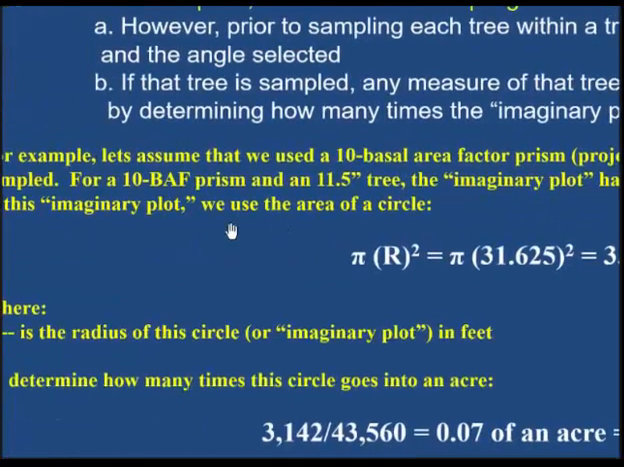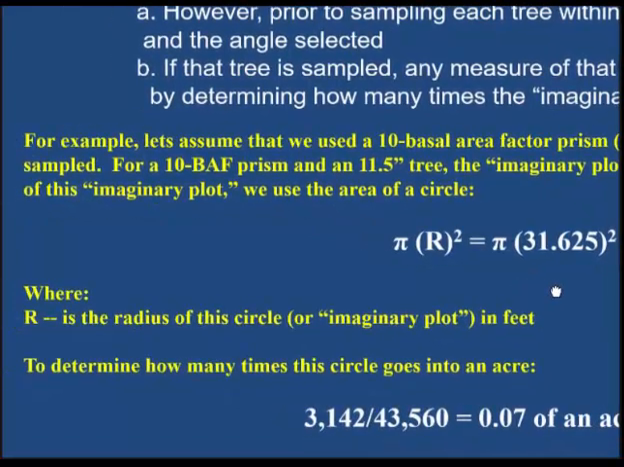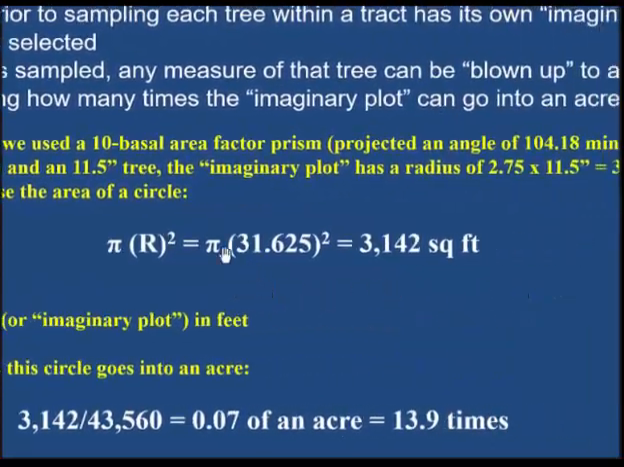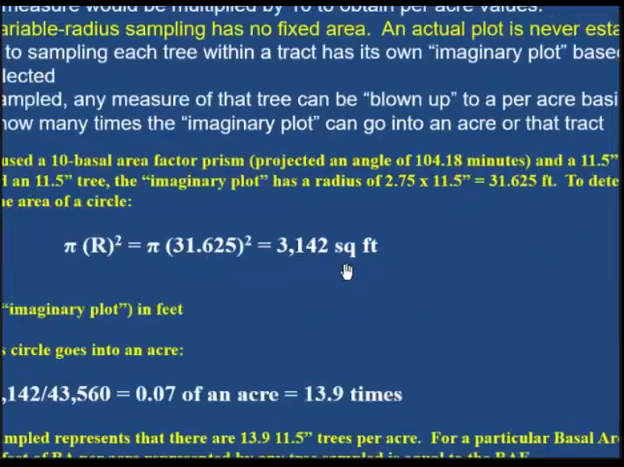So to determine the area of this imaginary plot, we use the area of a circle, pi r squared. Remember, we've done this, I believe, several times now. So pi times r, which is what? The plot radius factor, 2.75, times the DBH, 11.5 inches, 31.625 feet. We put that in here, and it's 3142 square feet.